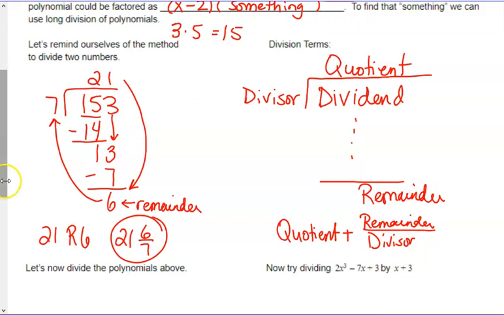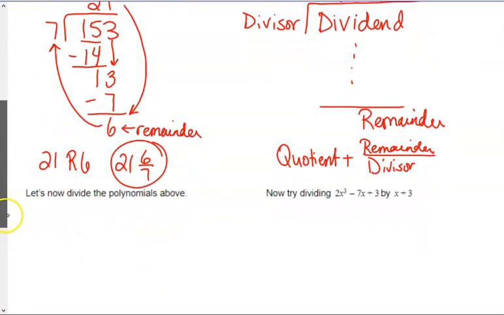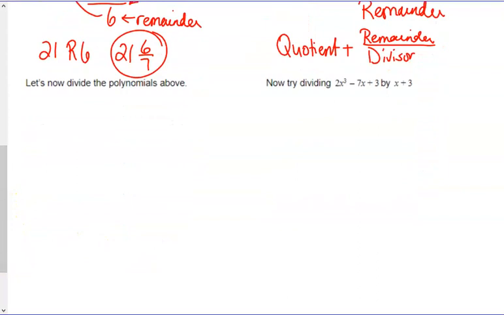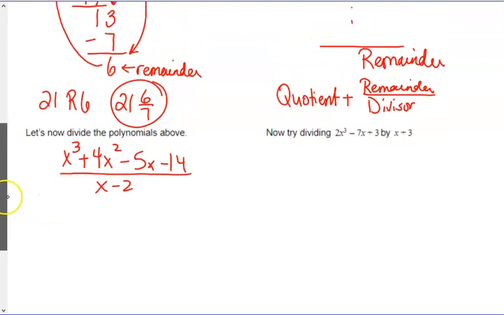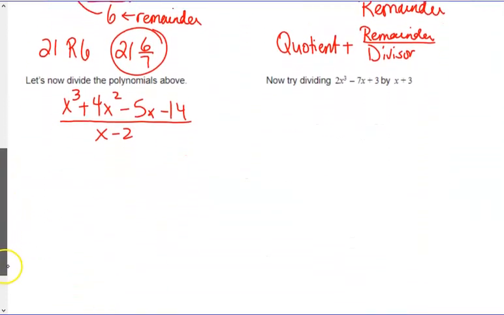All right? So let's do this idea here with polynomials. Now I'm going to start with the polynomial up in the original part, that paragraph up there. We're going to take that x cubed plus 4x squared minus 5x minus 14, and we are going to divide that by that x minus 2 binomial, because what did we say? We said if I knew what that something was, I could multiply it by x minus 2 to get that. So if I'm trying to figure out the something, I'd have to divide by x minus 2 to figure out what that is. And so that's exactly what we're going to do.